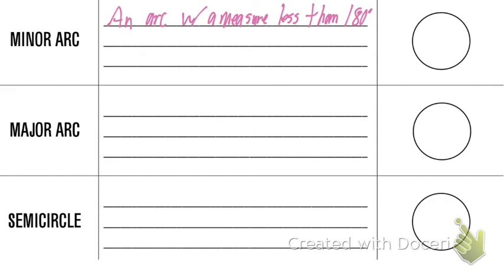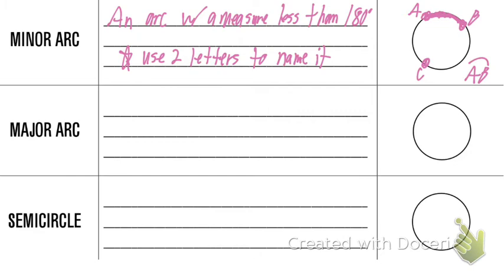Okay? A little note here. We're going to use two letters to name the minor arc. Two letters to name it. So here, let's say we have points A, B, and C on the circle. And we're talking about the arc between A and B. So we'd say arc AB, just like that.